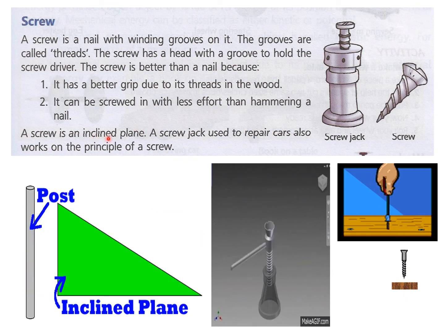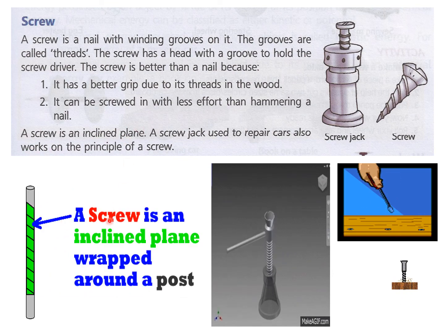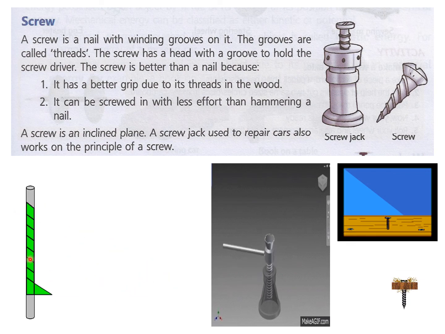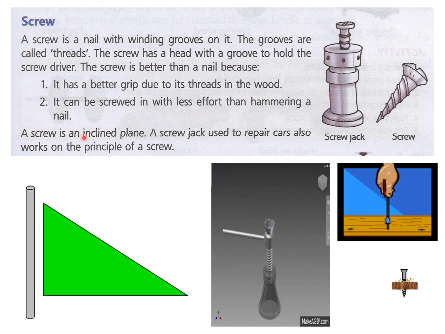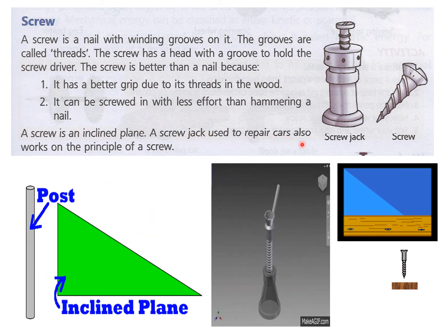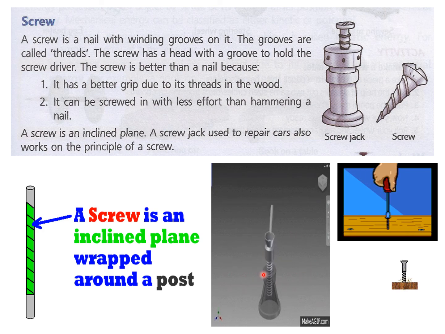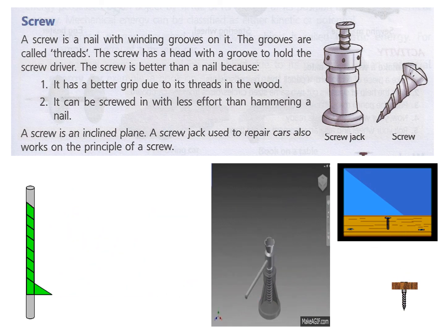So a screw is an inclined plane. You can see here a screw is an inclined plane. It is wrapped around a post and it makes a screw. A screw jack used to repair cars also works on the principle of a screw. You can see the screw jack here, how it is lifting up. It is used for lifting the car. This is called a screw jack.